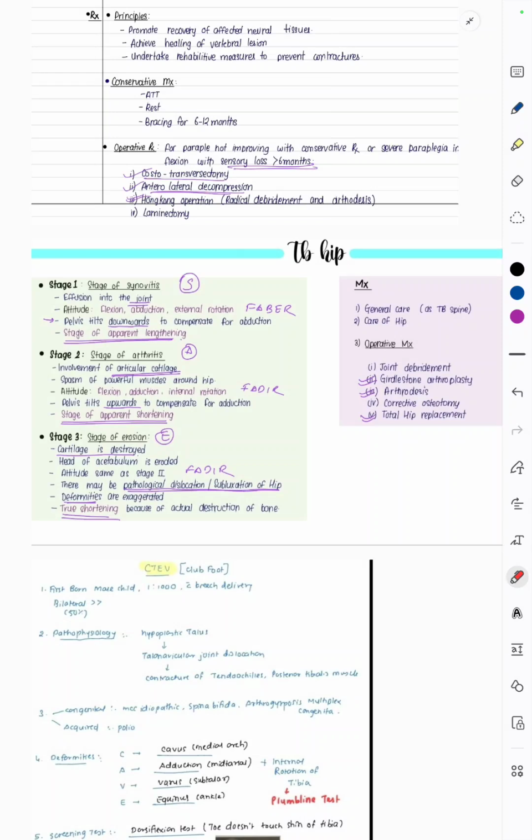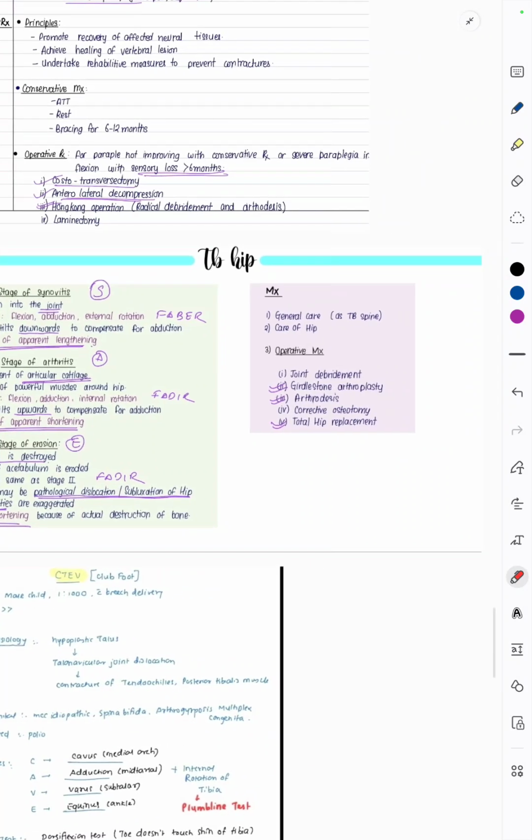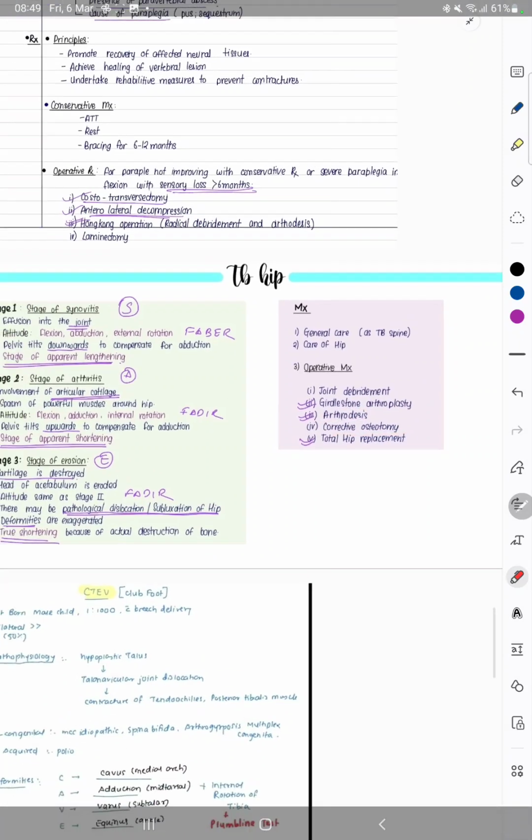Stage 3 is the stage of erosion, where there is complete erosion of the articular cartilage. Again, the position is further, and there may be pathological dislocation, subluxation of the hip, or deformities, and this is the stage where true shortening is present. Management is general care of the hip, and operative management, that is girdle stones, arthroplasty, arthrodesis, corrective osteotomy, so total hip replacement is done.